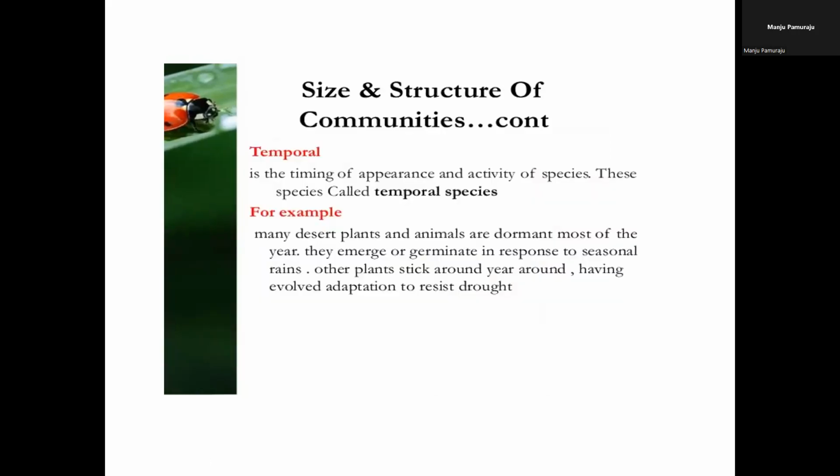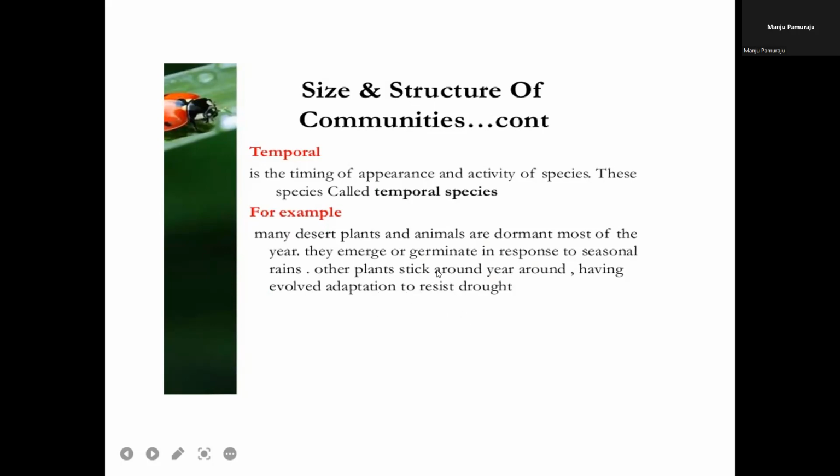The next one is temporal. It is the timing of the appearance and activity of the species. They are called temporal species, plants that grow in some particular season only. For example, many desert plants and animals are dormant most of the year, and they emerge or germinate in response to seasonal rains. Other plants stick around year-round, having evolved adaptations to resist drought.